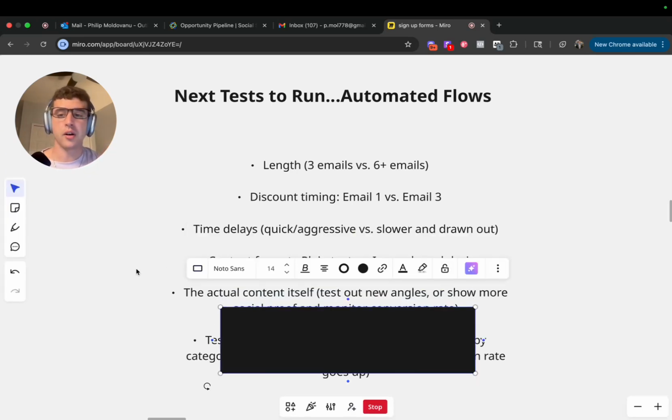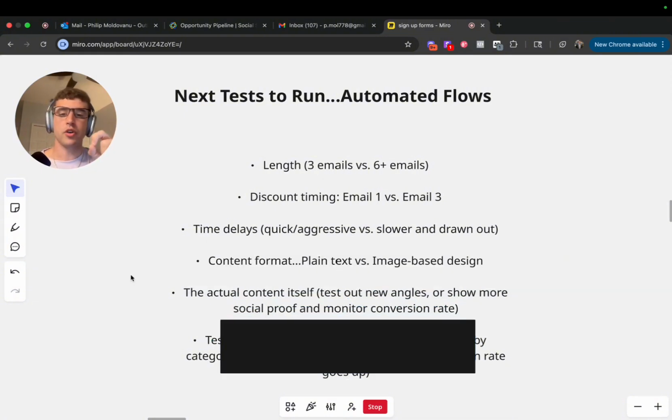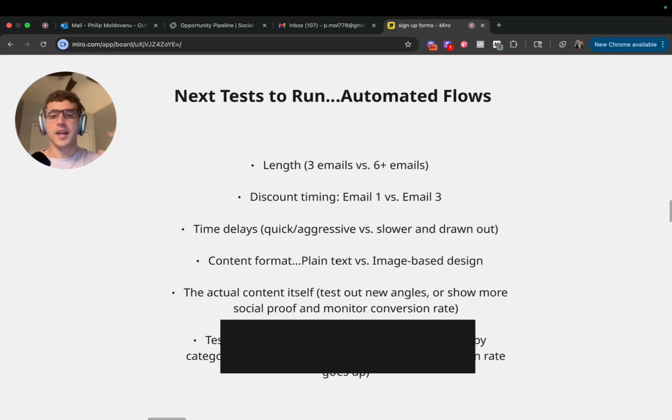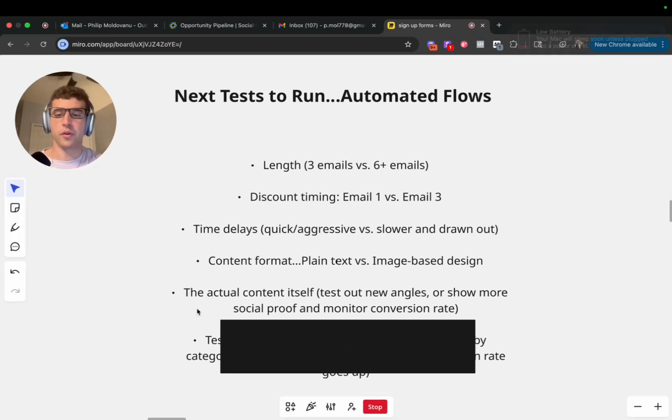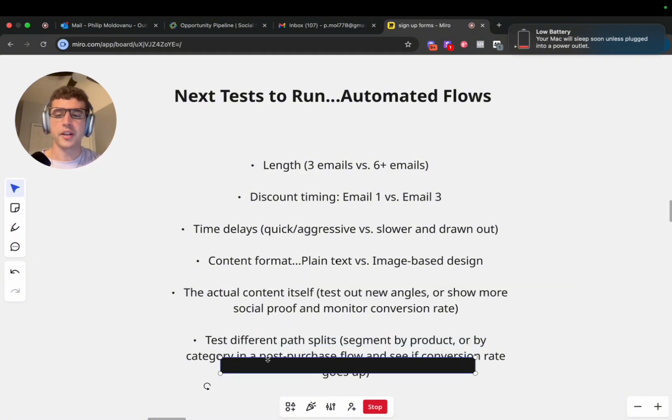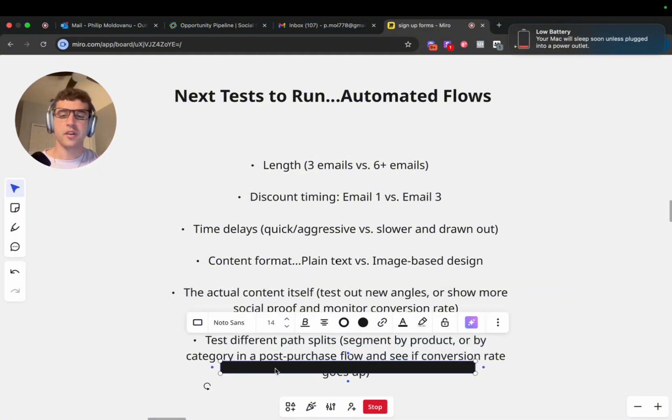The actual content itself. So test new angles, show more social proof. What else did I put here? Monitor your conversion rate while you're doing this, right? If you're testing new angles and trying different things, obviously make sure you're keeping an eye on the actual metric that you're doing this for in the first place, right? And then finally here, test different path splits, right?